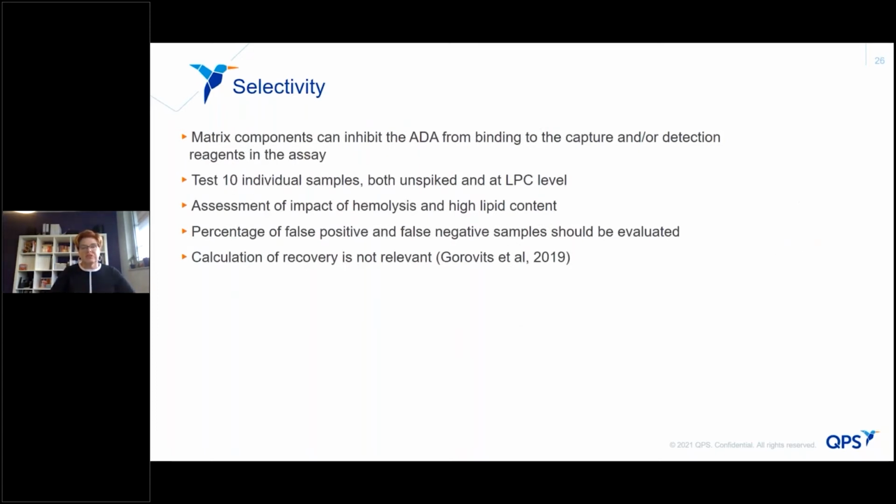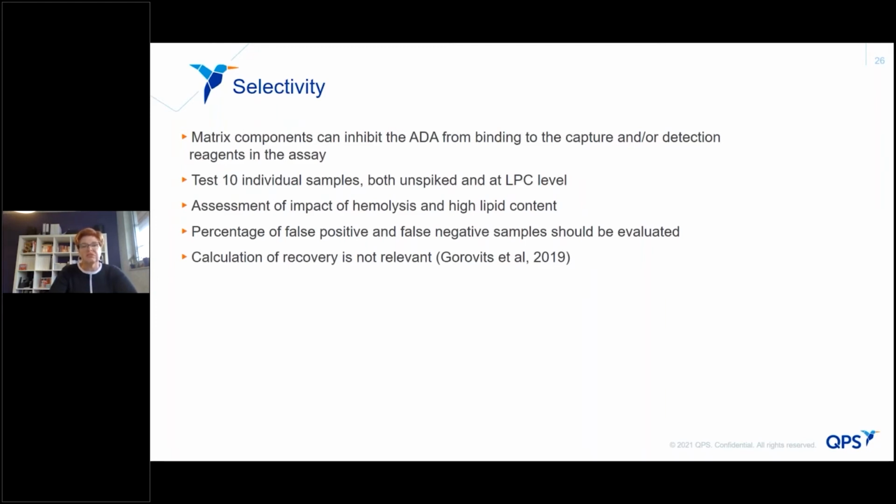Another part that was standard in the validation is the selectivity. There are some matrix components that can inhibit the ADA from binding to the capture and detection reagents and give different results. And in order to avoid false negative results, it's evaluated whether the assay is suitable.